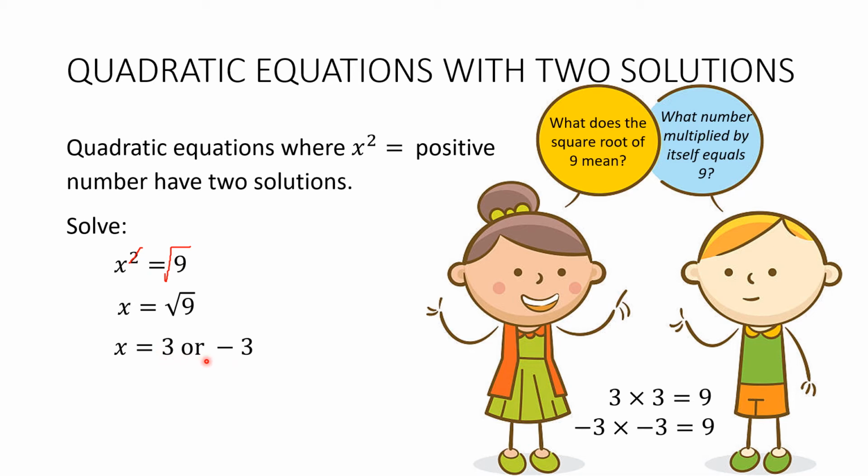Now we can write it like this, or a really short way to write it is to write the plus and the minus lined up like this. This is how we read this, plus or minus 3.